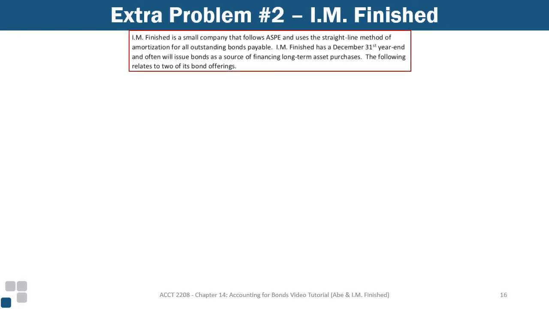Okay, so now we proceed with extra problem 2. It's a small company that follows ASPE and uses the straight line method of amortizing all outstanding bonds. It has a December 31st year end and will issue bonds as a source of financing and release it. So basically it has 2 bond offerings.